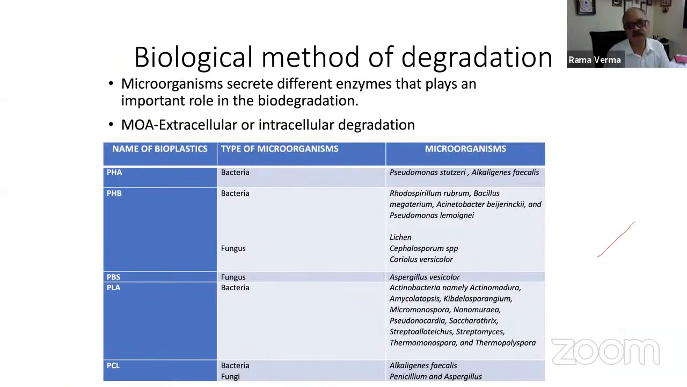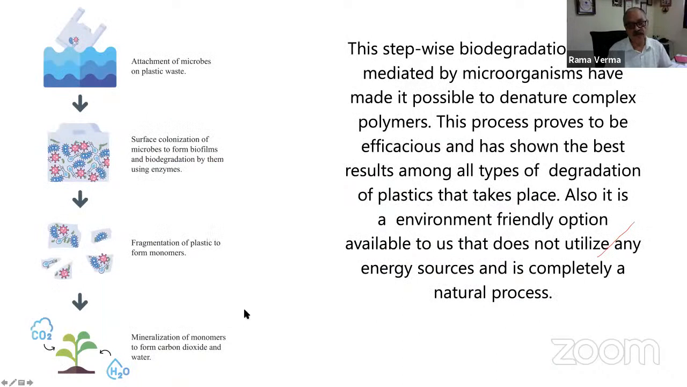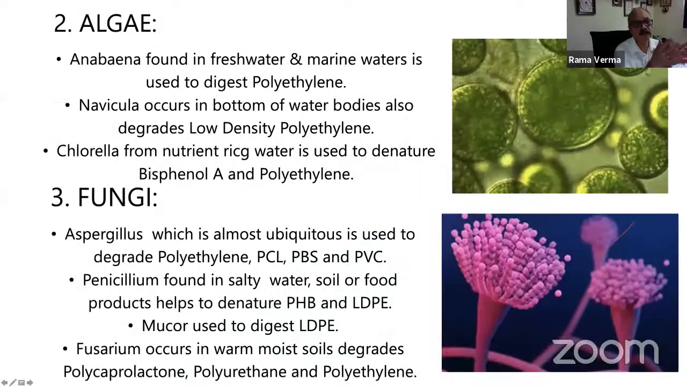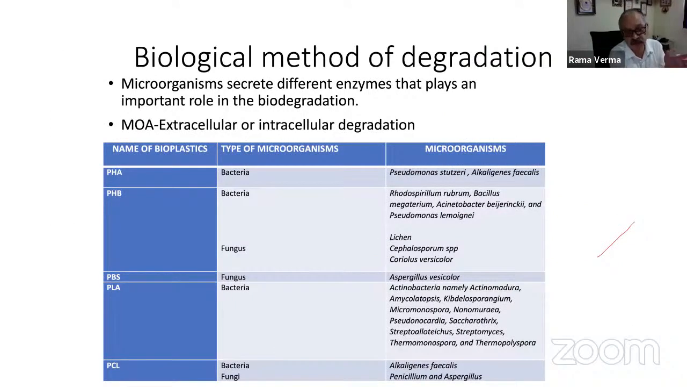This slide shows the different kinds of bacteria you can use if the bioplastic is made of different materials: PCL, PLA, polylactic acid, caprolactone, all kinds of things. Depending upon the material we use to make the plastic, we can use different bacteria. A lot of research has been done to increase the biodegradation of these polymers using naturally occurring molecules, or the flora and fauna, either fungi or yeast available in nature.